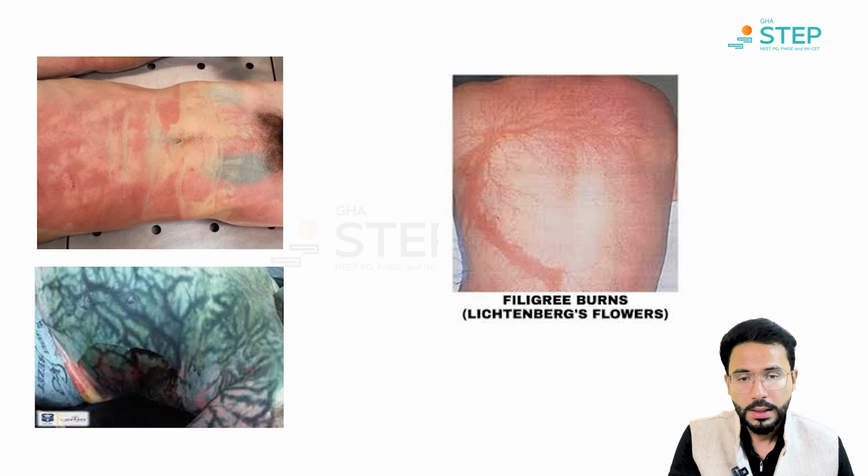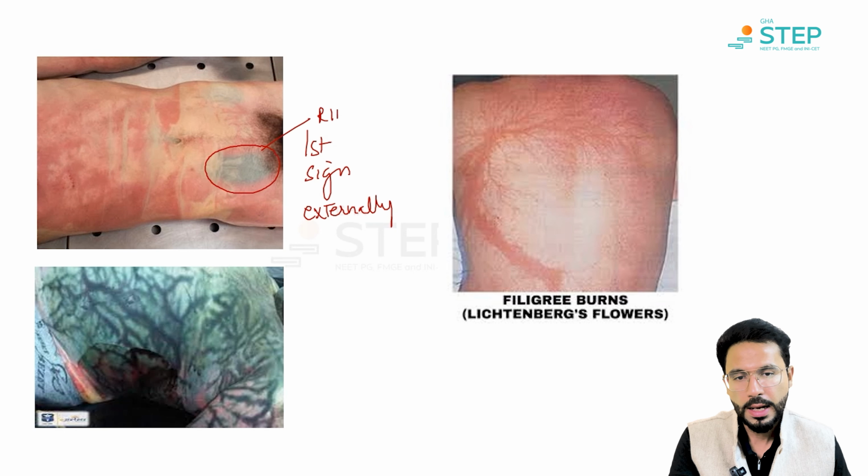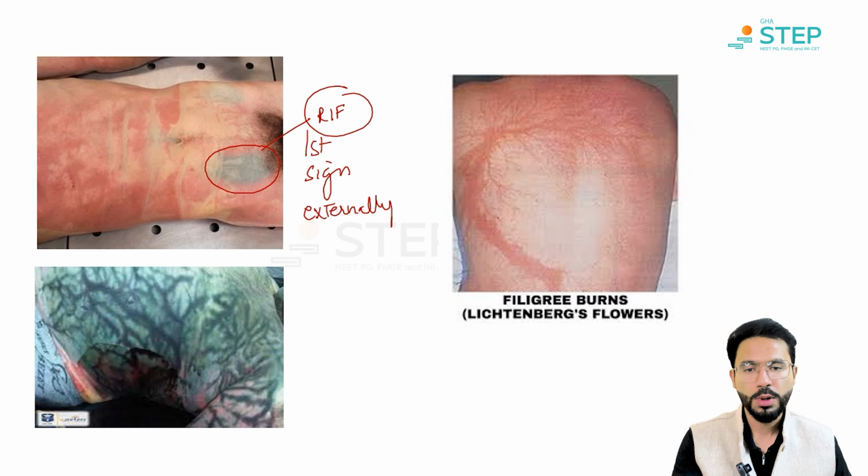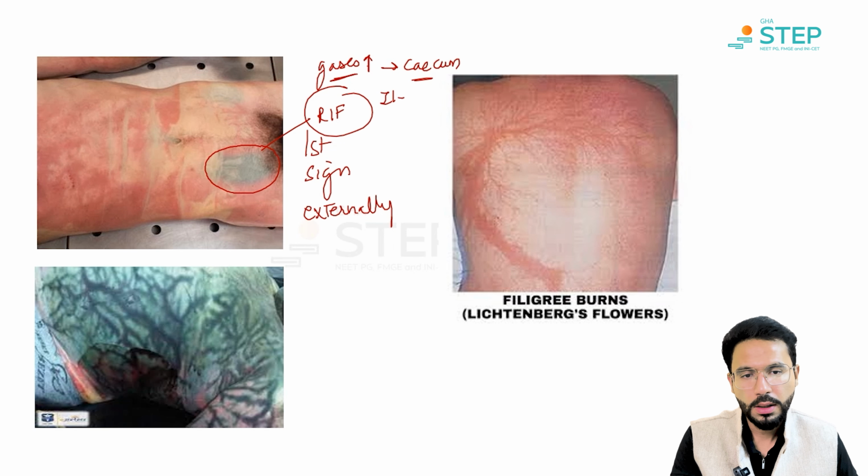So look at here. This is a very important putrefactive sign, or the first sign of putrefaction that is seen externally: a greenish deposit over the right iliac fossa. So greenish blackish deposit over the right iliac fossa is because of the gases that are putrefying inside or building up inside the cecum or the ileocecal junction. So these gases here eventually build up, and the first sign that we see outside is a greenish deposit in the right iliac fossa.